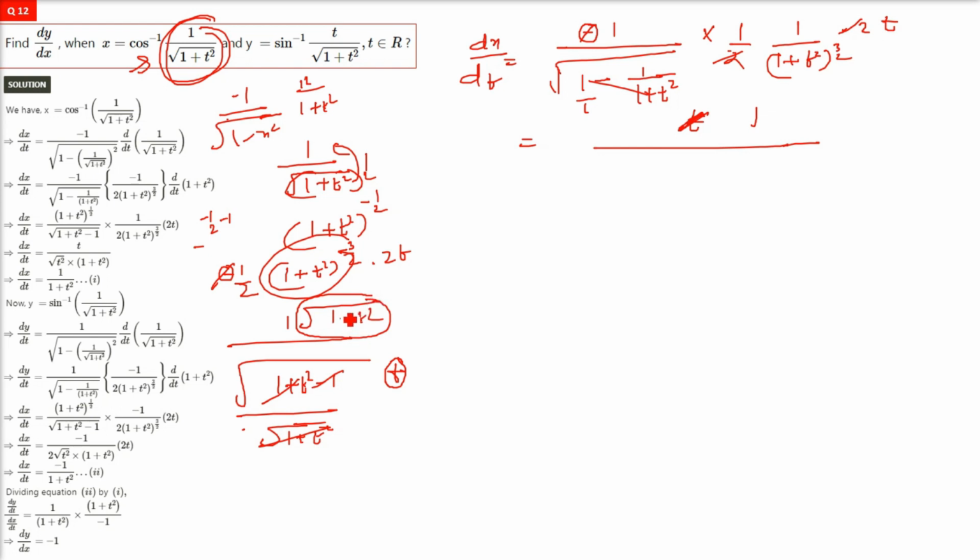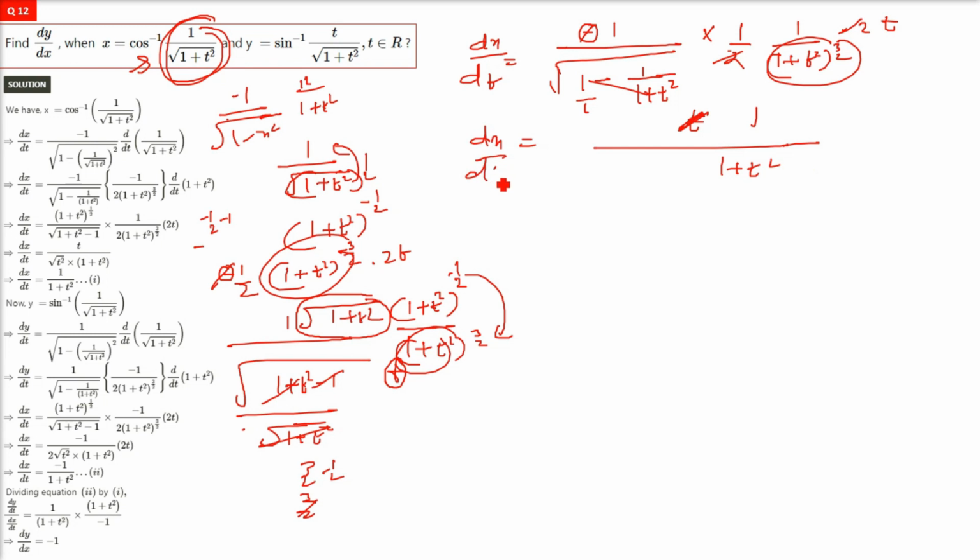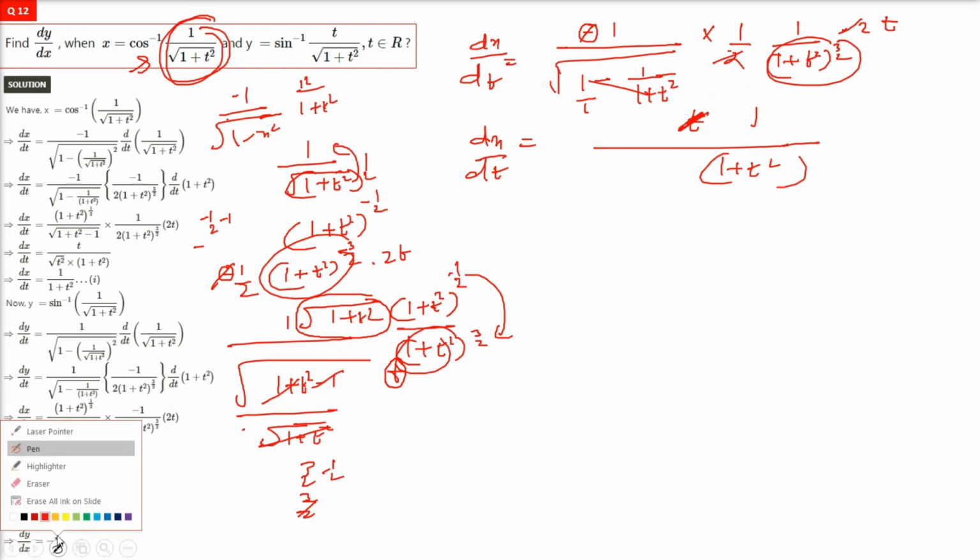This is nothing but 1 plus t square to the power half. And when it goes in the denominator, it will be 1 plus t square to the power minus half. Okay. Since we have 1 plus t square to the power 3 by 2 in the denominator already, this 1 plus t square to the power half, when it comes down, it will be 3 by 2 minus 1 by 2 the power. So it will be simply 1 plus t square. So dx by dt comes to 1 by 1 plus t square. I hope all these things you understood very well. I just took one by one term and then solved it. Finally this has come.